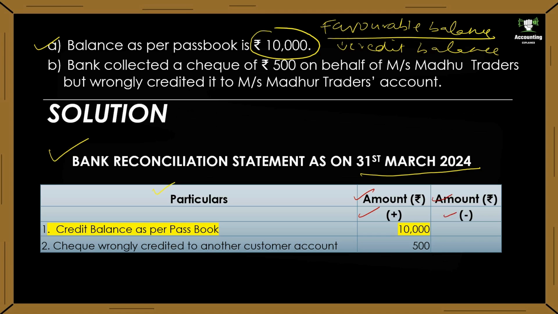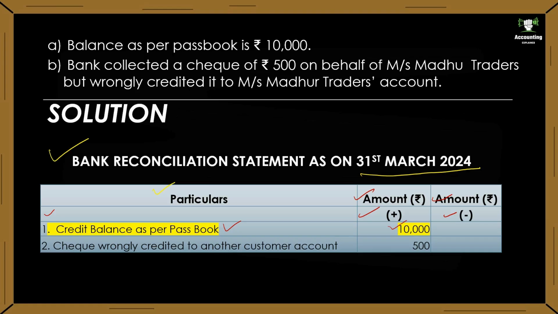Okay, so first we are writing point A: credit balance as per passbook is rupees 10,000, on the addition side because it is a favorable balance. Okay, next, what is point B?